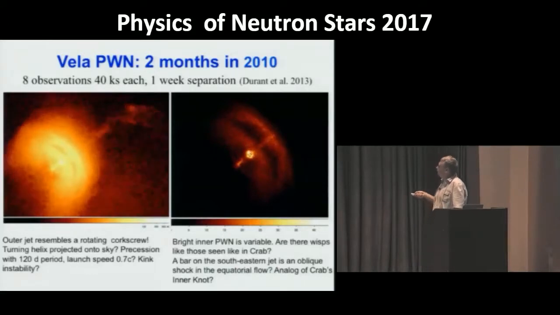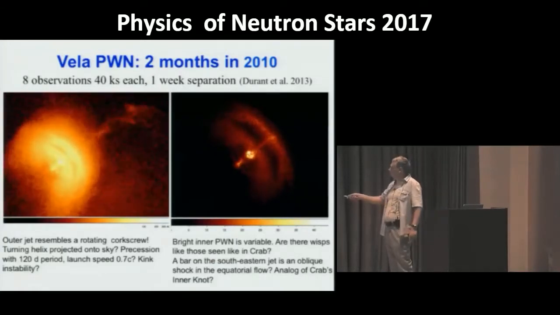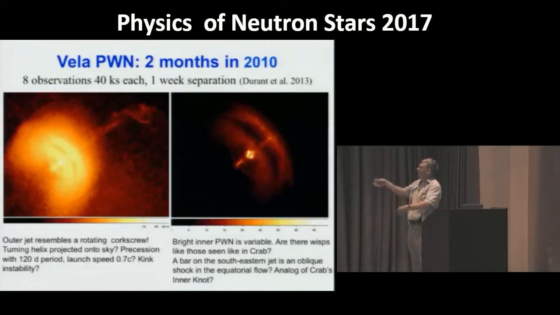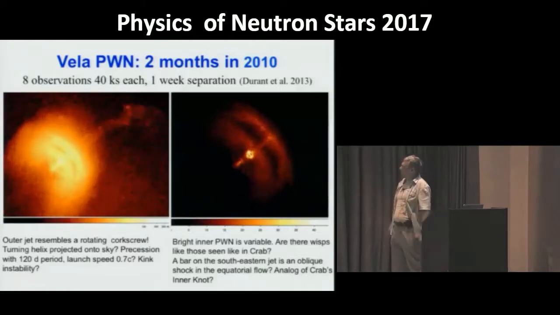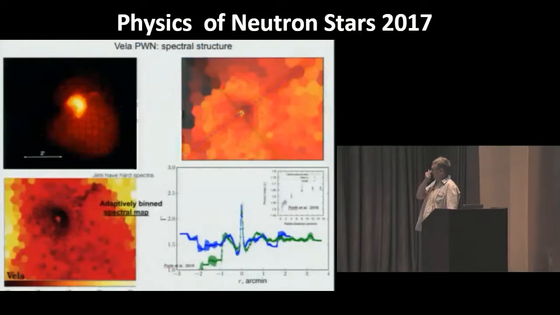Now, what's the reason for this apparent rotating helix? Well, there can be two reasons. One is the kink instability that persists there and behaves in a more or less regular way for the time that we observed, or there can be a precession of the source of the jet, of the neutron star. I'm not going to go into that possibility. So the inner nebula is also variable, but there's no time to quantify those details.